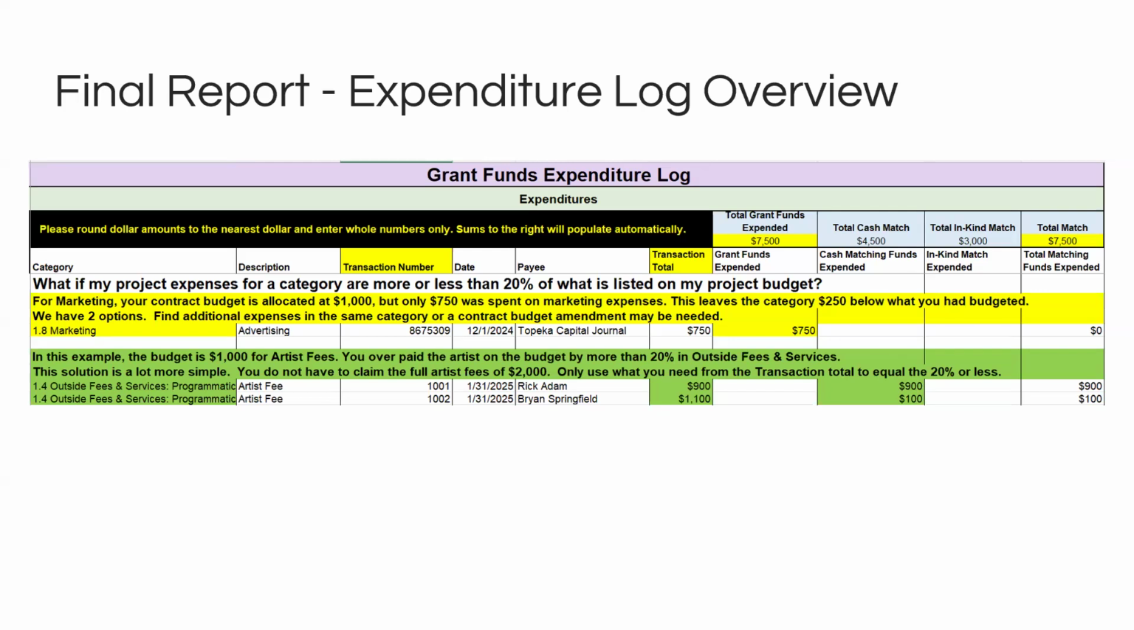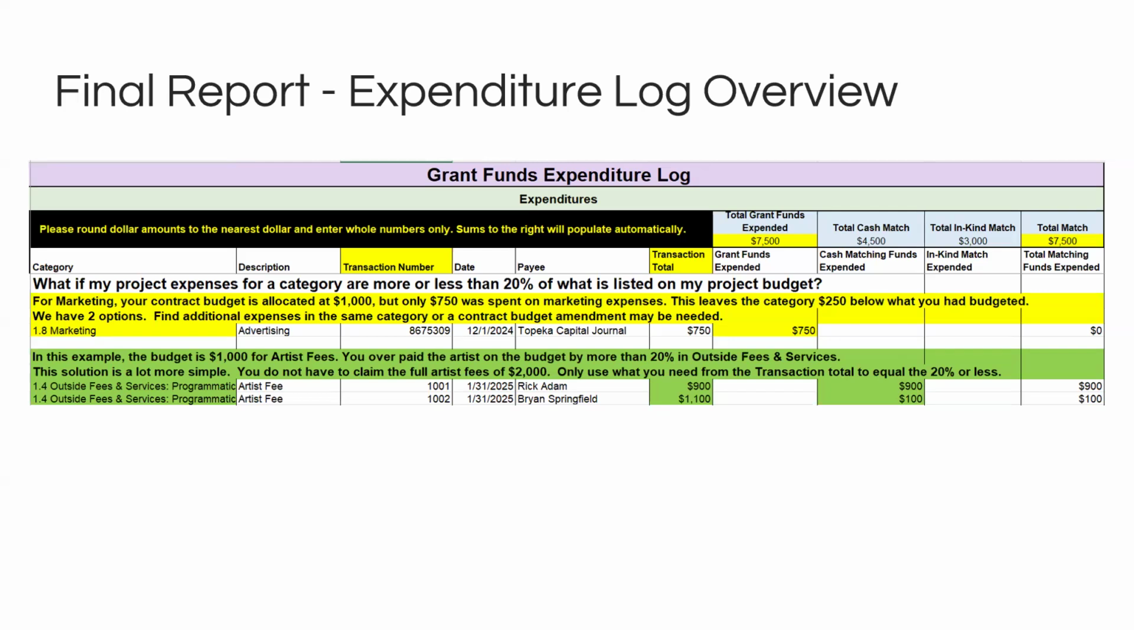At this point, we have two options. We would need to find additional expenses inside the marketing category to be within the 20%, or use expenditures from another category, which may lead us to a contract budget amendment.